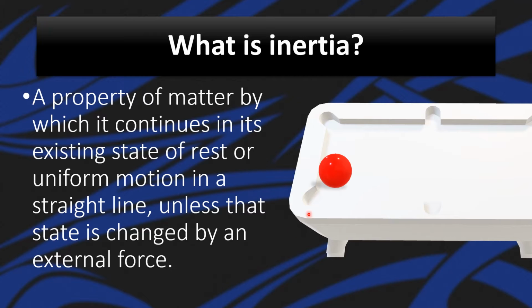Now let's take this red ball here, which is at rest, and let's assume that the surface it is resting on is completely frictionless. Let's also assume that the table is never ending. Now if some external force is applied on the ball, then the ball will continue traveling in the same speed and direction forever. This is due to inertia.